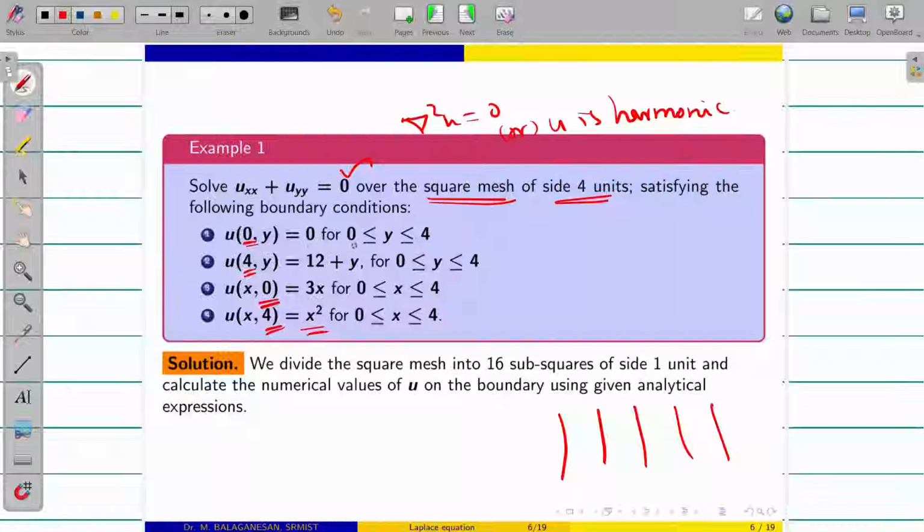Got that? Here y is varying from 0 to 4. Here also y is varying from 0 to 4. X also varies from 0 to 4, because they mentioned here it is a square mesh.